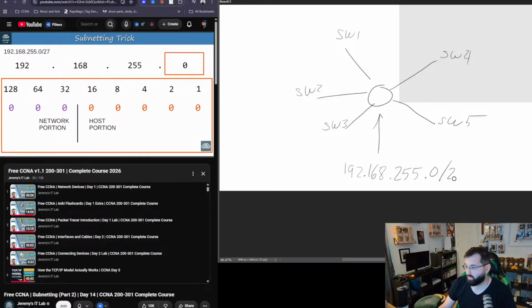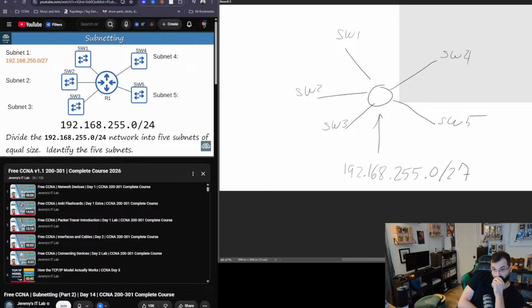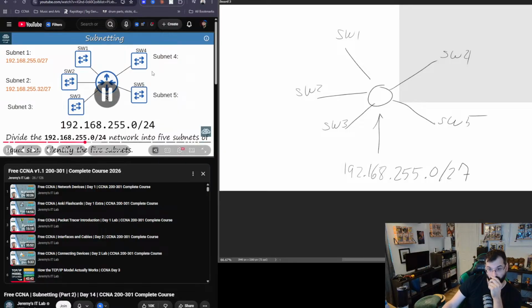Okay, hold on. So that means that this guy is 7, the last bit of the network portion. It's 32. So using the trick I introduced before, we should be able to calculate the other subnets now. As I said before, subnet 1 is 192.168.255.0/27. Add 32, and we get, okay, hold on.